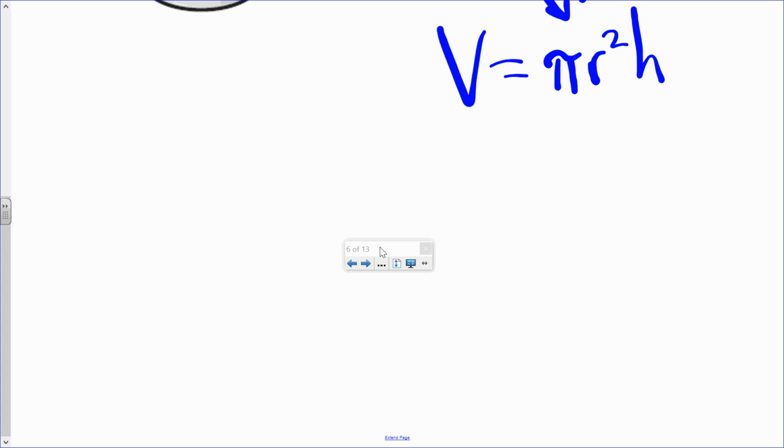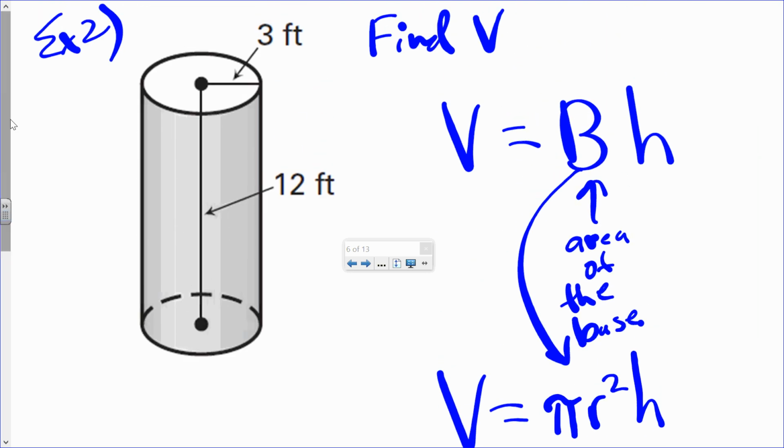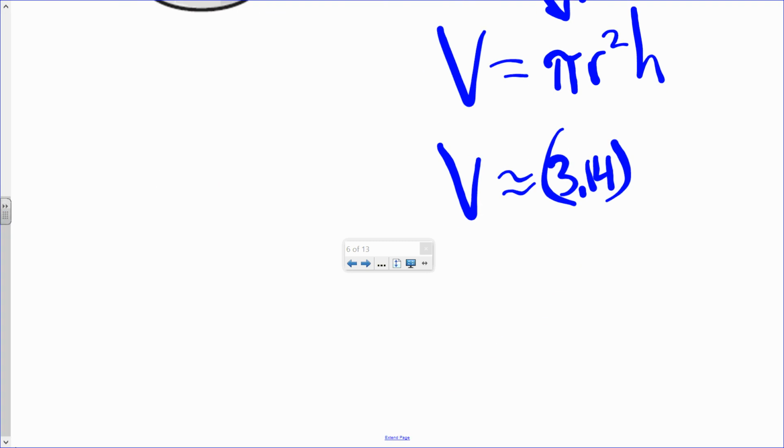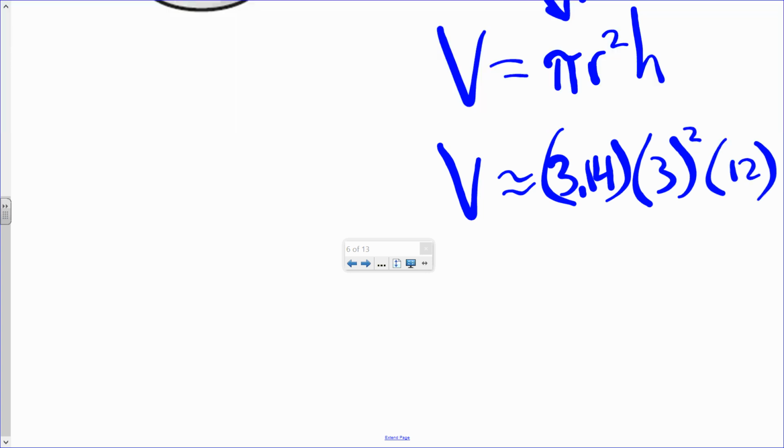Watch this. Volume then, watch this now, is approximately, remember pi day last week? 3.14. Radius, what's the radius here? Nice. 3 feet's the radius. So let me replace r with 3, squared. The height, the distance between both, 12 again. We got the same height as example 1.